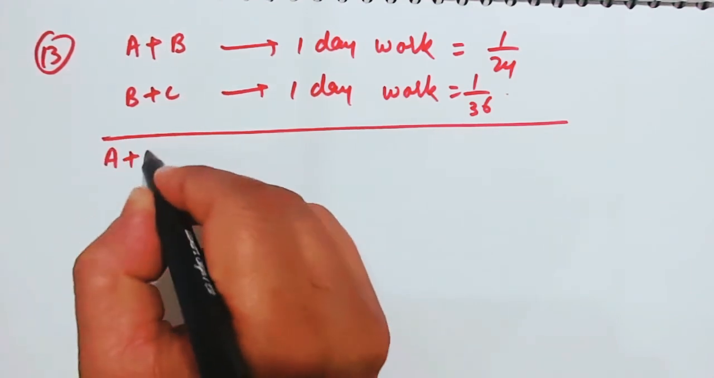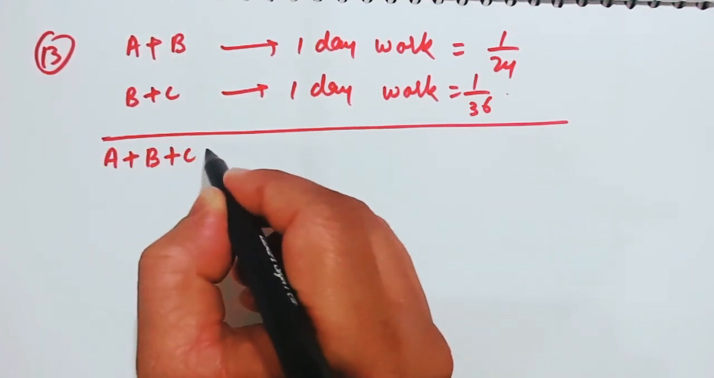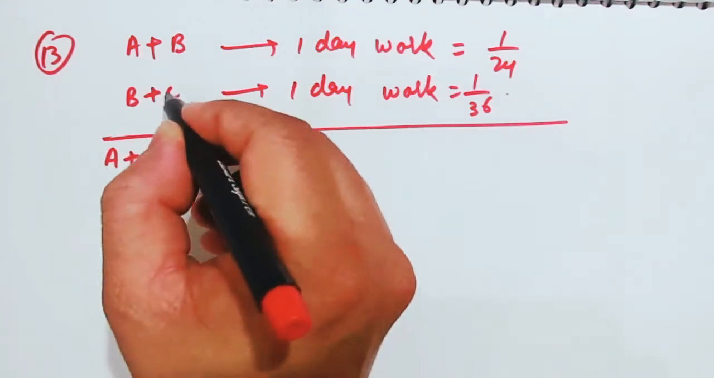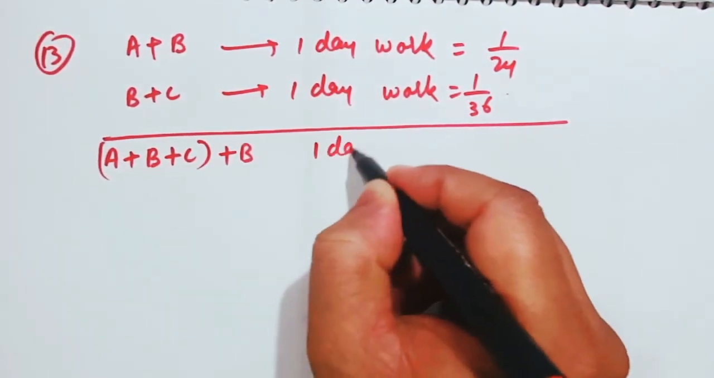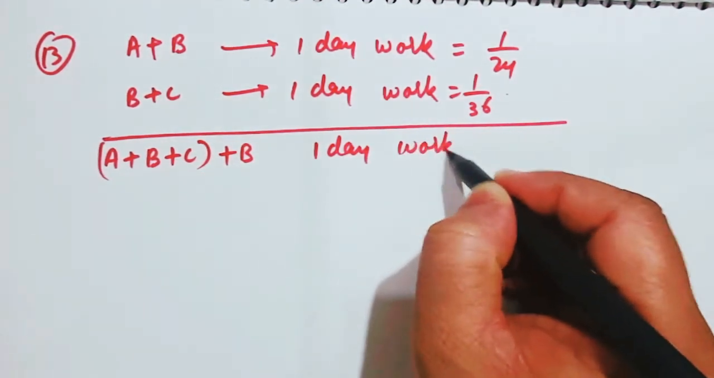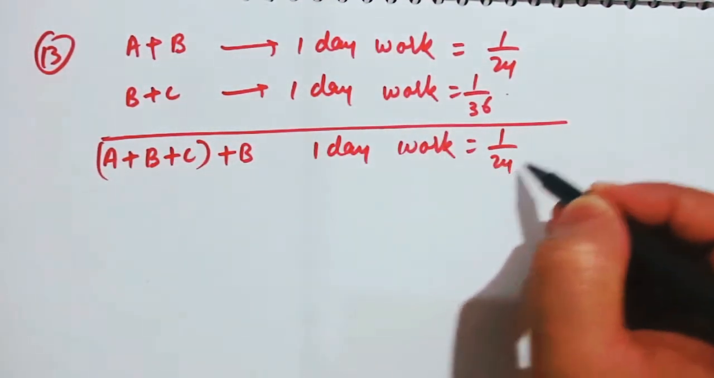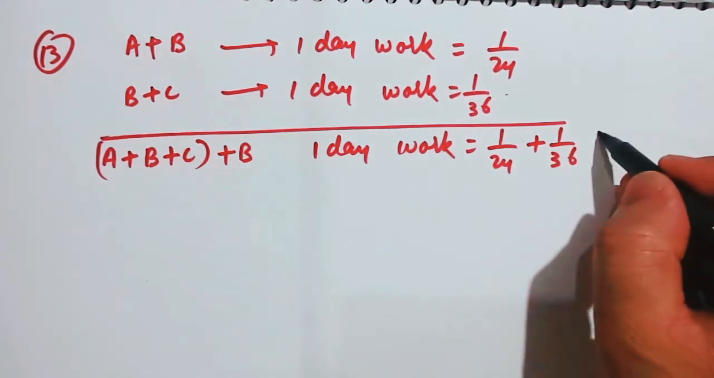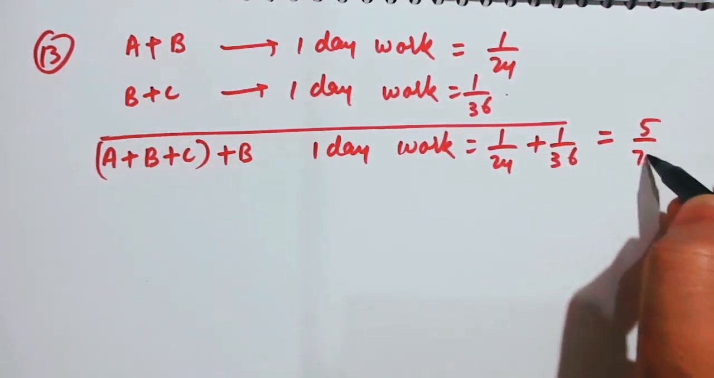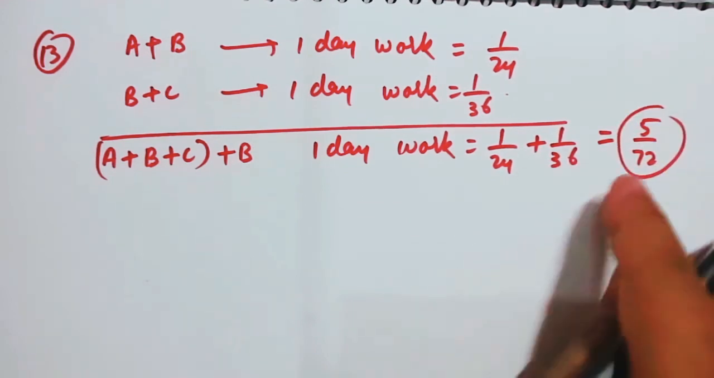A plus B plus C plus B 1 day work will be equal to 1 by 24 plus 1 by 36, which will give you how much? 5 by 72. When you solve it, you will get 5 by 72.